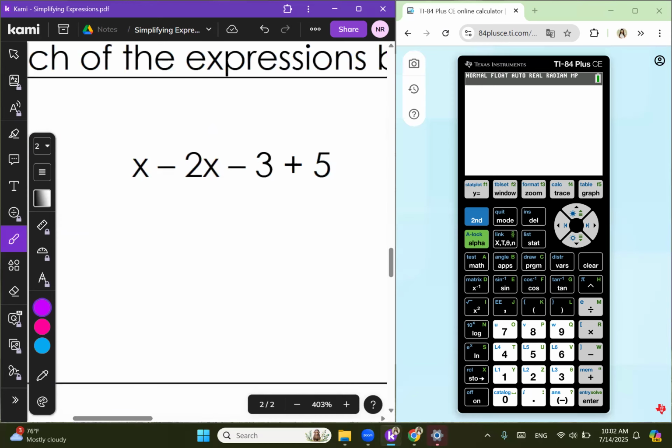Always start with the very first term. I'm going to draw a box around this. This is technically 1x. Remember, if it doesn't have a number in front, you put a 1 in front of it. The next term is negative 2x. That one also has an x, so that means I can combine. Can I combine the other two? No, they don't have x's on them.